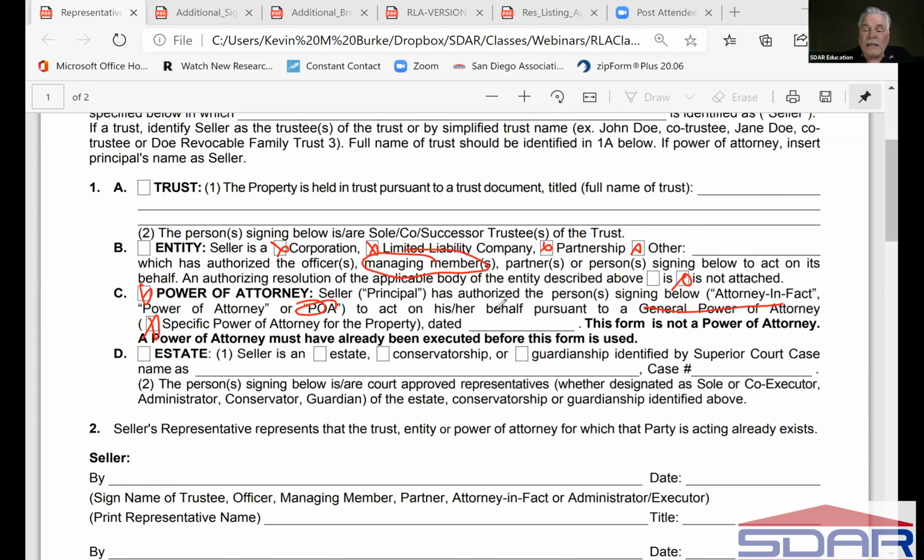Okay. And then what is the date? You've got to put the date in there. And then here's the admonition. This form is not a power of attorney. Power of attorney must have already been executed before this form can be used. Don't be signing on behalf of something that doesn't exist.